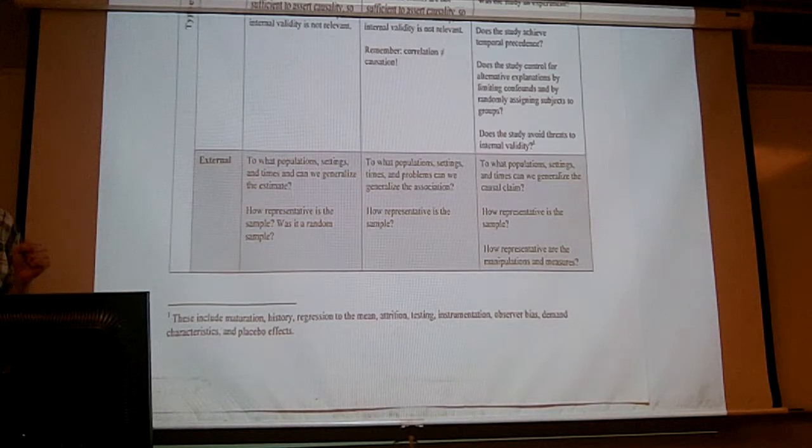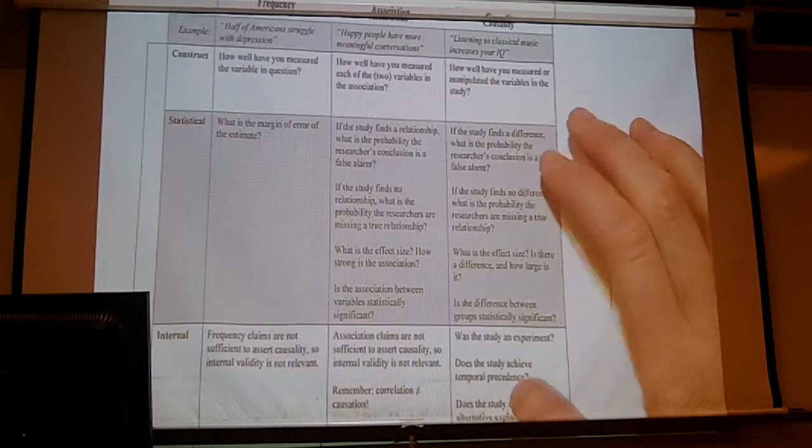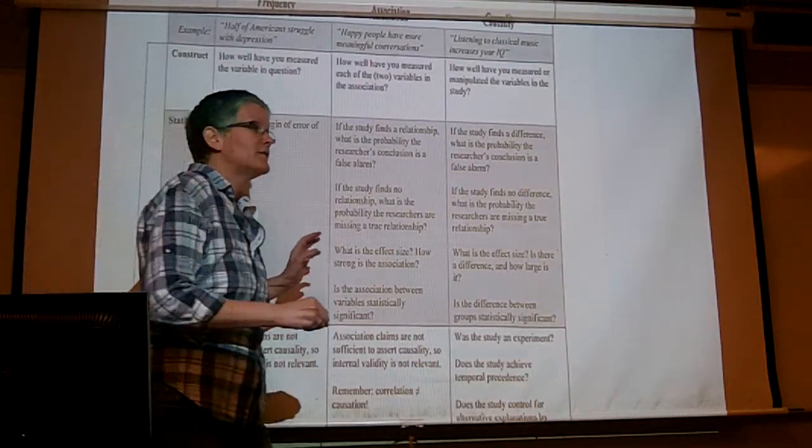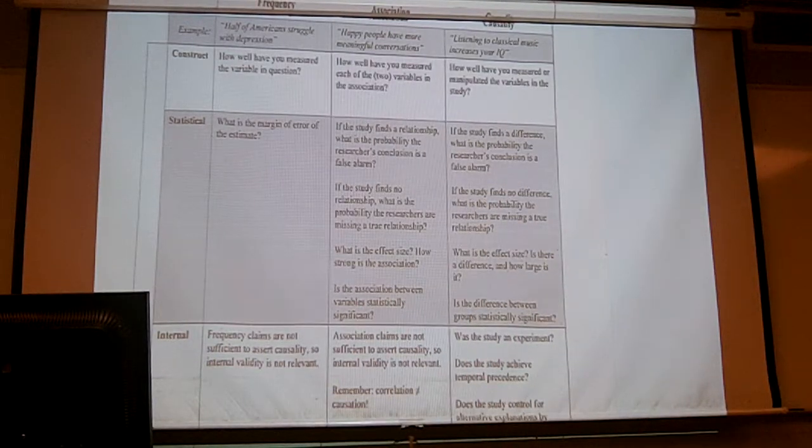If you've identified the kind of claim, you then have to evaluate the claim in terms of validity. This just reminds you what questions you need to ask. Now, if we go to association claims, pretty much the same thing. The new thing here is that now we can evaluate statistical validity in a slightly more sophisticated way.